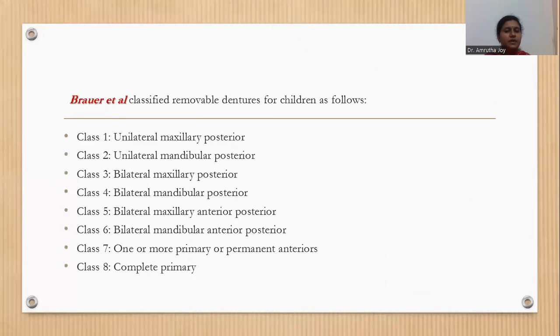Below it are classified removable dentures for children as class 1, unilateral maxillary posterior, class 2, unilateral mandibular posterior, then class 3 is bilateral maxillary posterior, class 4 is bilateral mandibular posterior, then class 5 is bilateral maxillary anterior and posterior, class 6 bilateral mandibular anterior and posterior, then class 7 one or more primary teeth or permanent anteriors are missing, and class 8 is complete loss of primary teeth.